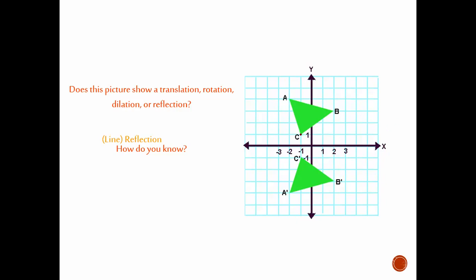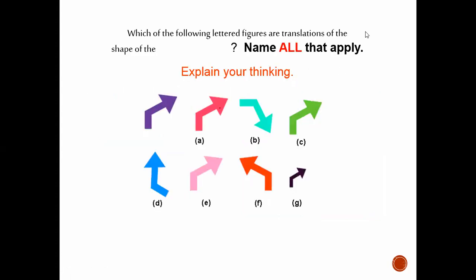As you can see here, I'm going to choose one of the points, C, and measure the distance. The distance from C to the line of reflection is 1 unit, and from the line of reflection to C prime is also 1 unit. So this shows that it goes through reflection. How do you know? Because the image has been flipped over. Yes, the image has been flipped over. So this is reflection.